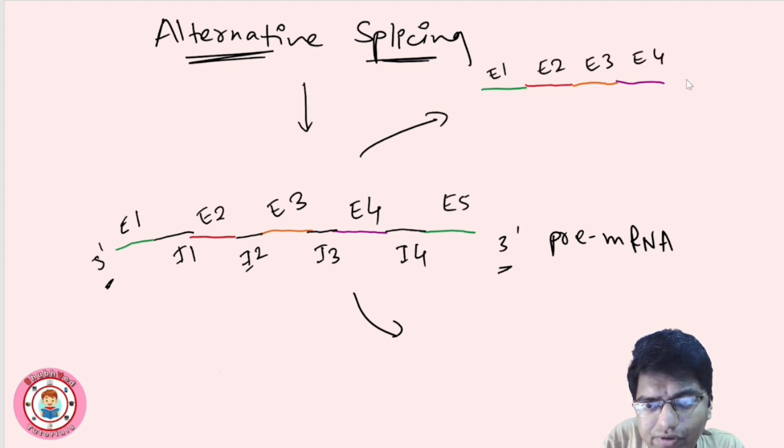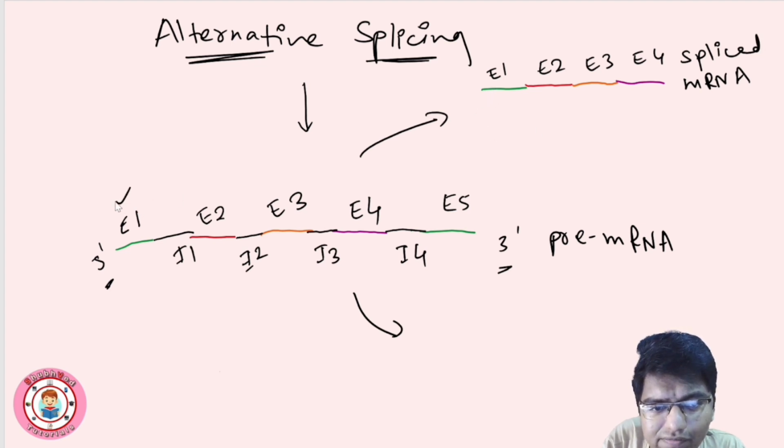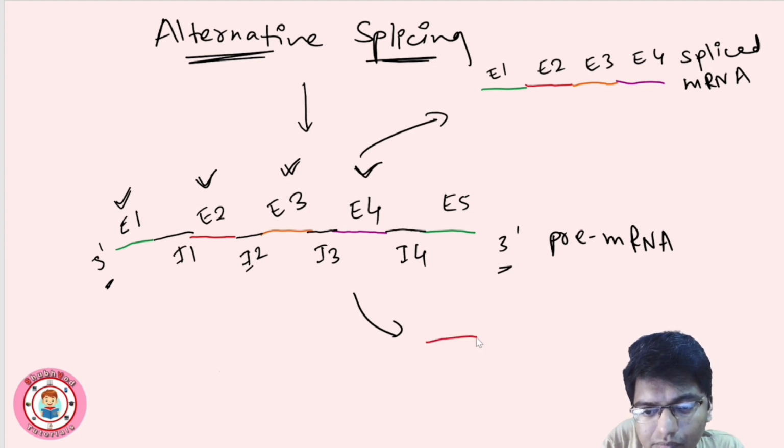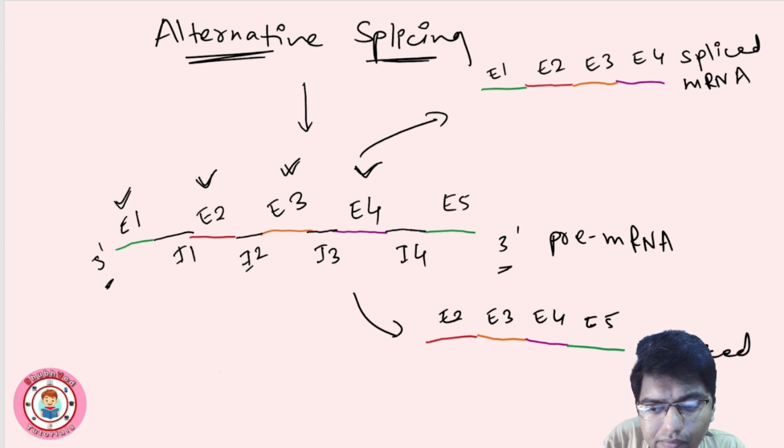So in this first type of mRNA, E1, okay, this E1, E2, E3, E4 are retained. Okay. Now in the second type में क्या होगा? Second type में E2, E3, E4 and E5. Okay, this is a 5 prime end, this is a 3 prime end.